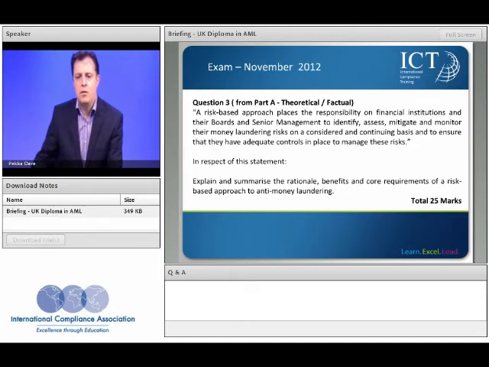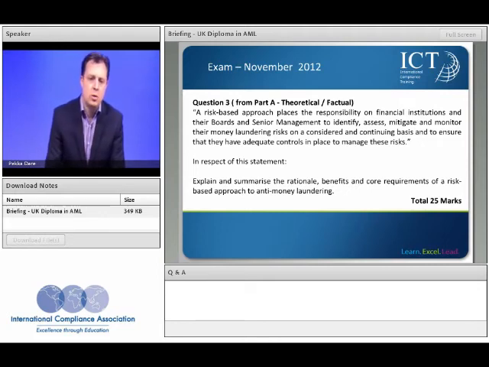So here's an example of a fairly typical examination question from a recent exam. And this focuses on the concept of the risk-based approach to anti-money laundering. It has a quote saying that it puts the onus on organisations to identify, assess, mitigate and monitor their money laundering risks, and that it's an ongoing process. And the question is, in respect of this statement, explain and summarise the rationale, benefits and core requirements of a risk-based approach to anti-money laundering.